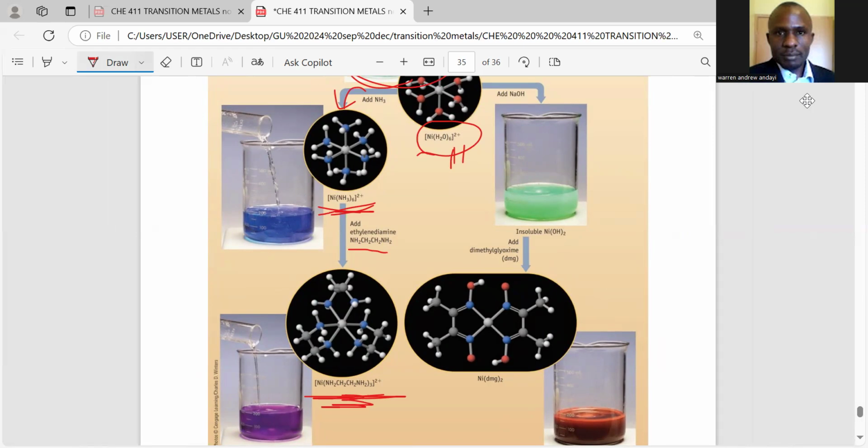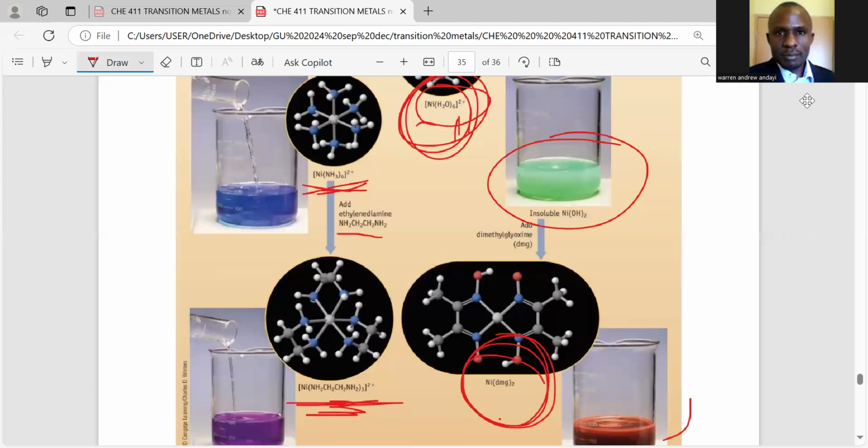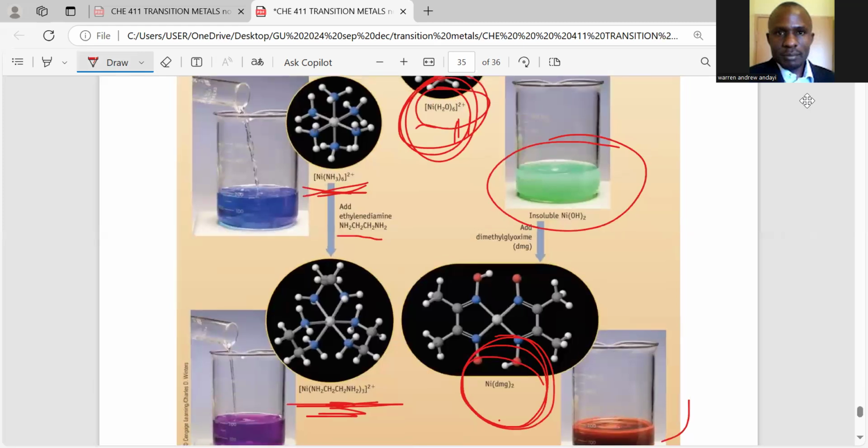On the other side, you can still take this nickel salt and start by adding in sodium hydroxide so that you get an insoluble precipitate. Then you put in dimethyl glyoxime. Dimethyl glyoxime is another ligand which replaces the hydroxide, and you get that, and you can see the color is different. So in other words, you can fine-tune your transition metal ions or complexes to the color that you want.